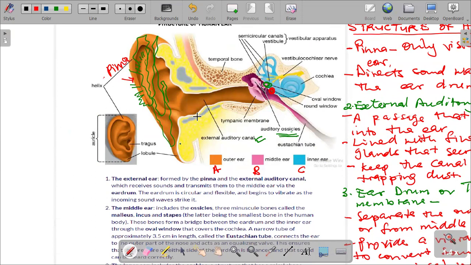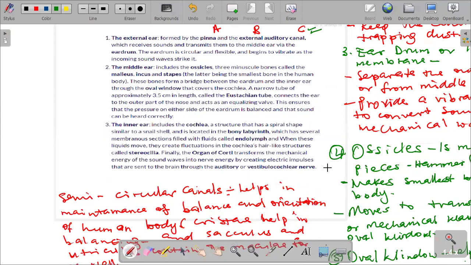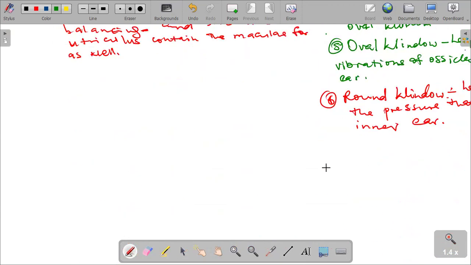Then we want to look at the next part, which we need to identify and explain. We also need to talk about the inner ear, which is C on my diagram here, the blue one. One other thing we need to understand is that the inner ear is actually a fluid filled cavity.